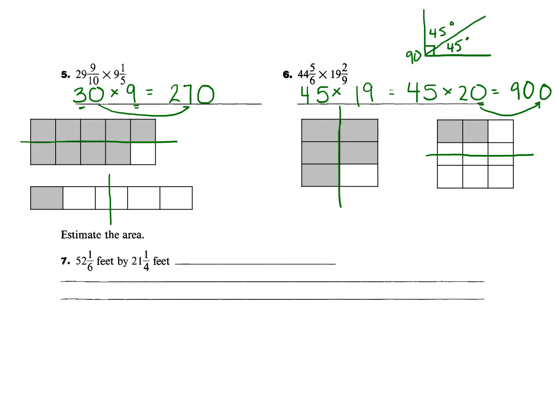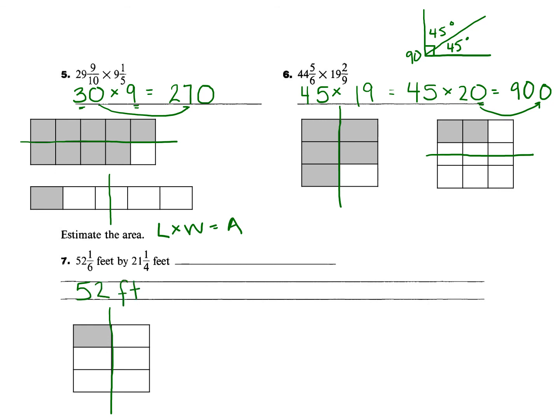All right, estimate the area. Area equals length times width equals area. So we're going to be multiplying 52 1/6 feet by 21 1/4 feet. So we have 1/6, and this would be half. So that would be 52 feet, because I would round down, times 21 1/4 feet. This would be half. So that'd be 21 feet. So you have two options here.